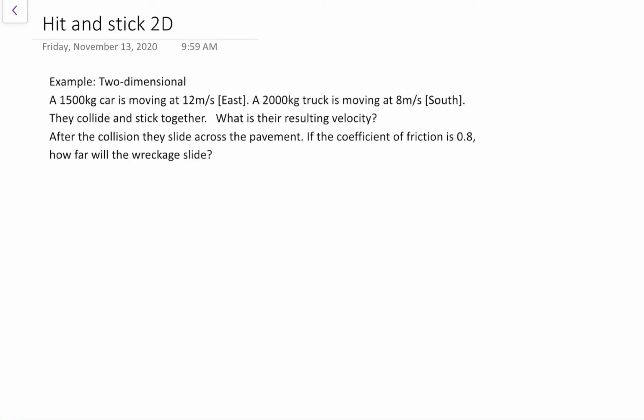Whenever we jump up to two-dimensional, we're going to do components, and it doesn't really add much to the momentum part of it, but it does add to the mathematics at the end where we have to combine those components to get our final answer.